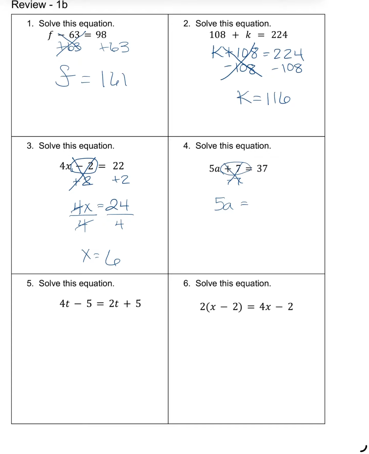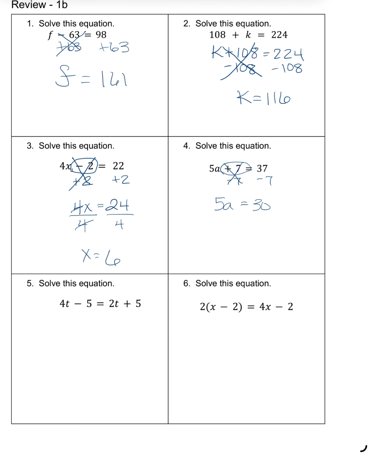And that's going to make that +7 go away, and we're going to have 5a. But we can't just cancel out, right? We have to cancel out and balance. So we need to subtract 7 on the other side. 37 minus 7 gives us 30. Now we've got 5 times a equals 30, so we need to cancel out that times.